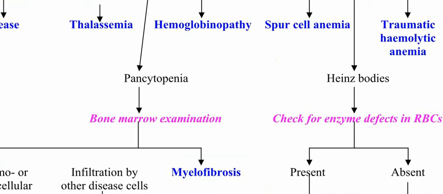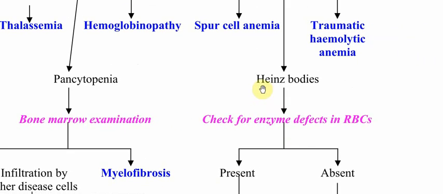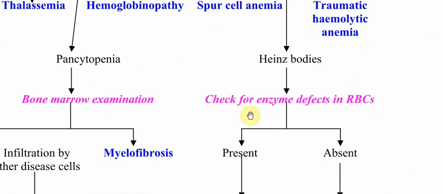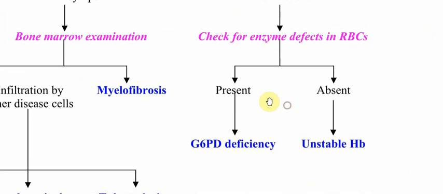Going back to the other abnormality, the Heinz bodies. In the presence of Heinz bodies, one checks for enzyme defects in red blood cells, and if these are present, the diagnosis is G6PD deficiency, and if there is no enzyme defect in RBCs, it is unstable hemoglobin.